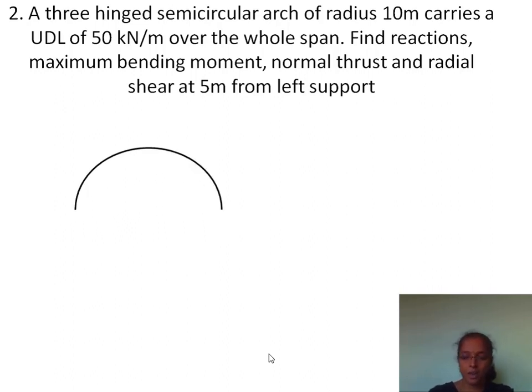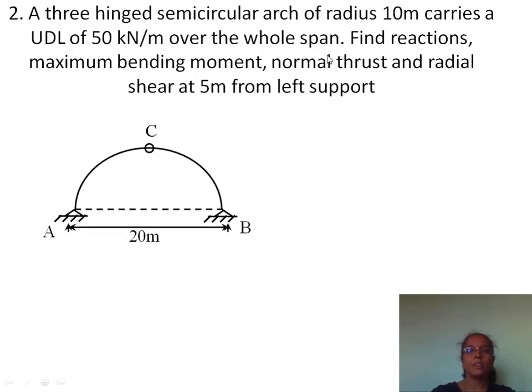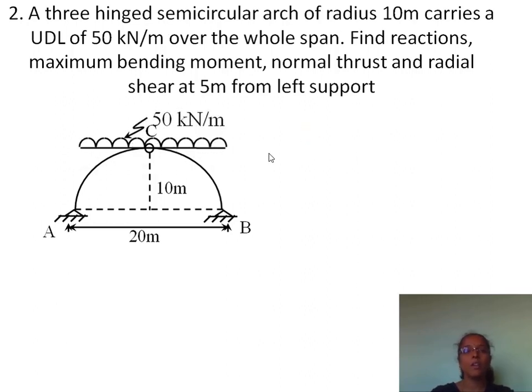So let us consider a semicircular arch hinged at the springing levels as well as at the crown. So the arch is of radius 10 meters, which means the span should be 20 meters, and the rise is equal to the radius, therefore it is equal to 10 meter. So it carries a UDL of 50 kilonewton per meter. So it is subjected to a UDL of 50 kilonewton per meter over the whole span. So this UDL is acting for the entire 20 meter length.